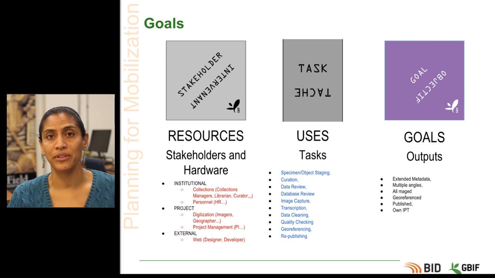The third element of the definition is goals. Any project, small or large, will have the outputs articulated as part of the original project proposal, and hopefully the project design will have been based in good practical sense. Examples of digitization goals are, of course, publishing data, but also the addition of extended metadata to specimen information, taking multiple images of the object or specimen, imaging all the specimens in a collection, georeferencing, and creating and maintaining your own IPT.